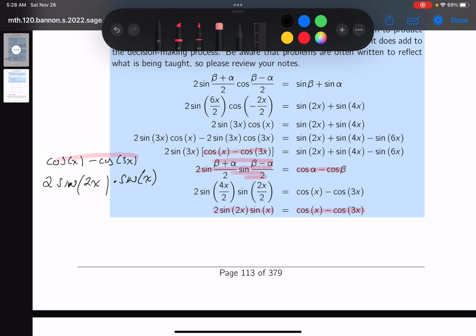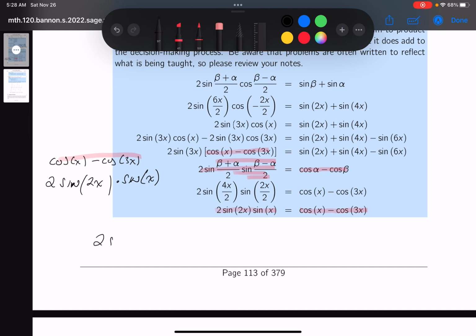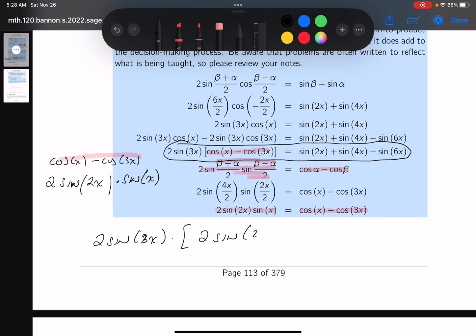Then we write it down. So we're going to write that down. What do we get? We get 2 sine 3x. Whoops. And then what do you get over there? Well, you get 2 sine 2x times sine of x. And what does that equal? Well, sine 2x plus sine 4x minus sine 6x. All right?